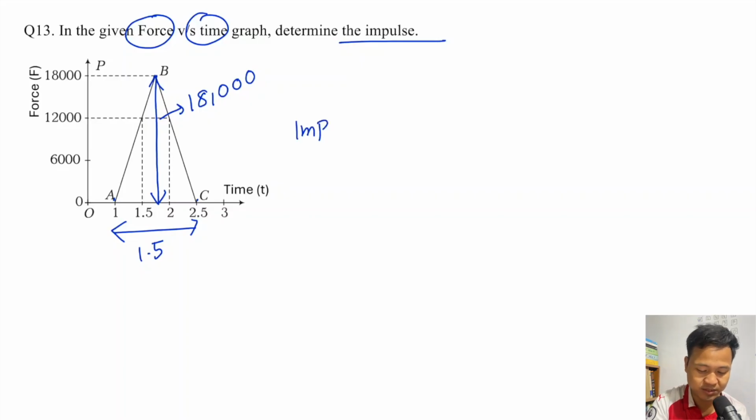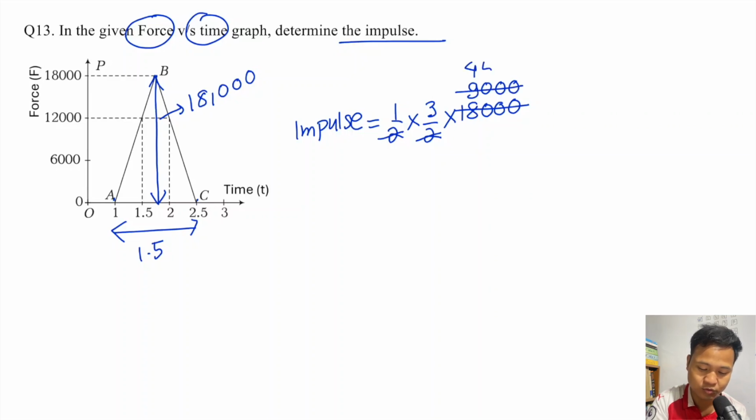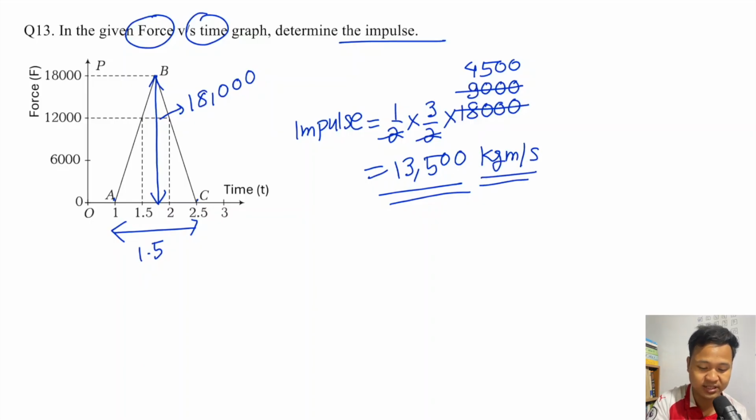So therefore what is the impulse? Impulse is the area under the curve. That means half into base into height. Now 1.5 or 3 by 2 into 18,000. Solve this. So 2 into 900, 2 into 4500. So 3 5s are 15, 3 4s are 12, 13. 1350 kg meter per second impulse. Okay, simple direct area. For a force versus time graph, impulse is the area under the curve.